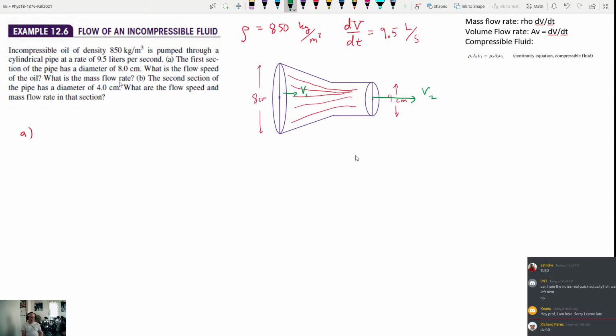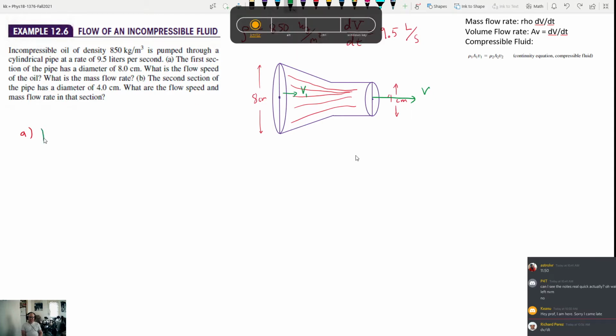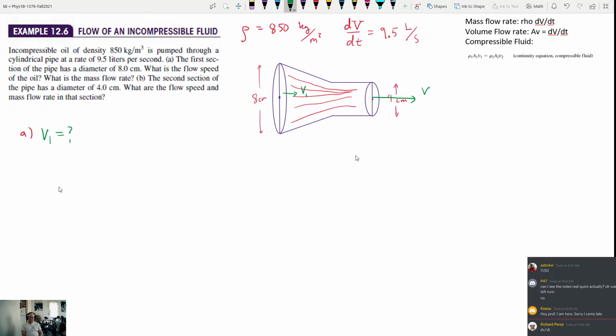So in part A, what is the flow speed of the oil? What is its mass flow rate? It's talking about the first section. So we're going to want to find the flow speed, V1, and the mass flow rate. The mass flow rate is rho dV/dt, as you can see in the top right. You take the density and multiply by the volume flow rate, that gives you the mass flow rate, because after all, density times volume gives you mass.